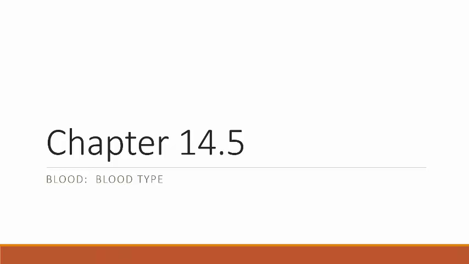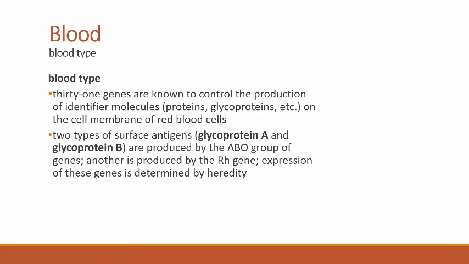Okay, it's the last lecture for Chapter 14. We're going to be looking at blood type and trying to make sense of how blood type works and how to prevent producing cross-reactions between a person's blood type and any of the blood cells or sera that may be administered to them. So here we go.